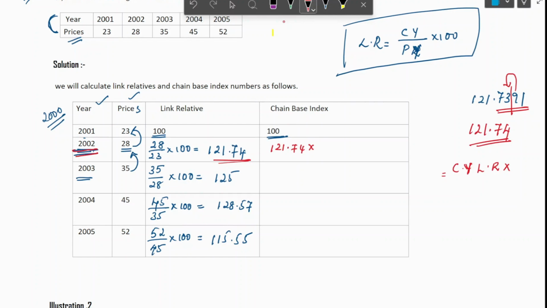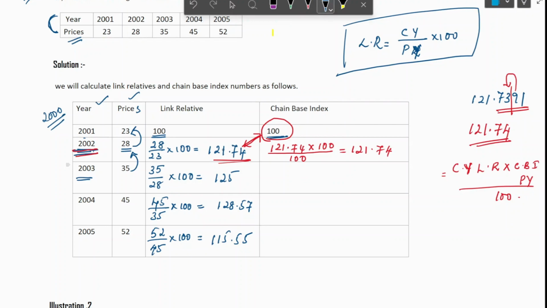What is the next? Chain base index of previous year. That means chain base index of which year? Previous year. What is the chain base index of previous year? That is 100. That means you are multiplying this way: 121.74, that is your current year link relative, into previous year chain base index, that is here 100, whole divided by 100. This is divided by 100 is your formula. Therefore, here 100 cancels, answer is also equal to 121.74.